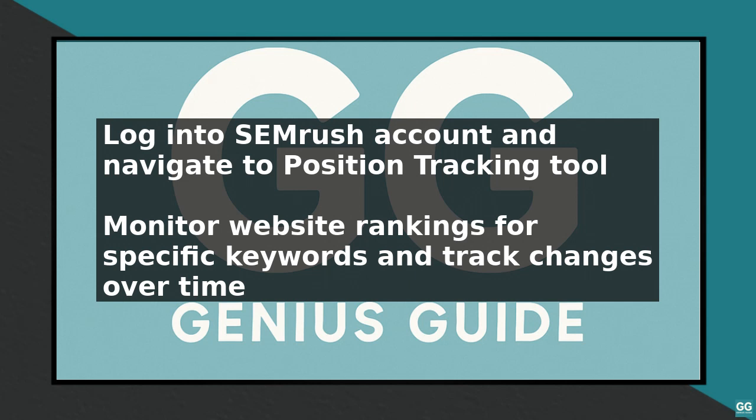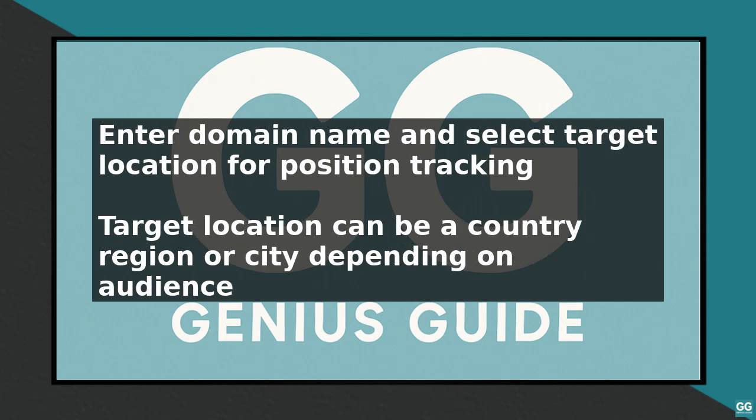Next, enter the keywords you want to track. These should be relevant to your business and the content on your website. You can add individual keywords or upload a list of keywords from a file. It is recommended to start with a small list of high-priority keywords and expand as needed.